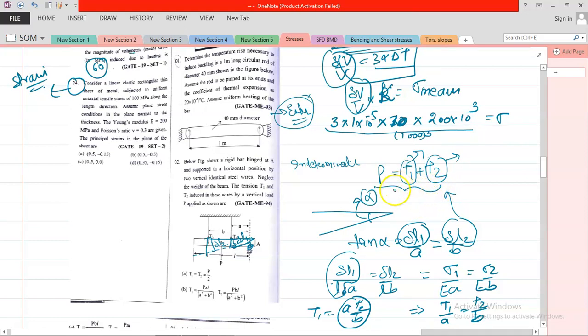Actually no, this is not equal, because here the reaction force is happening. You can take the moment about this. So the moment about this is P into L, that is equal to T2 into B. So T2 is equal to P into L by B.